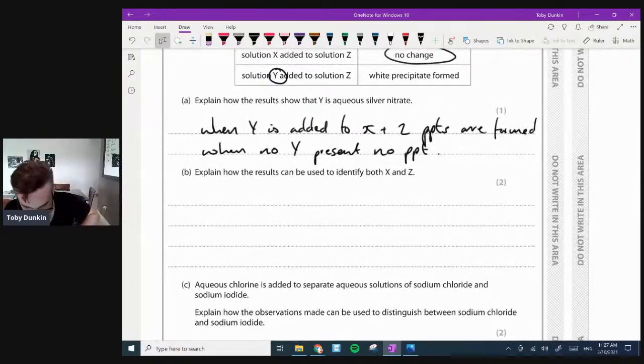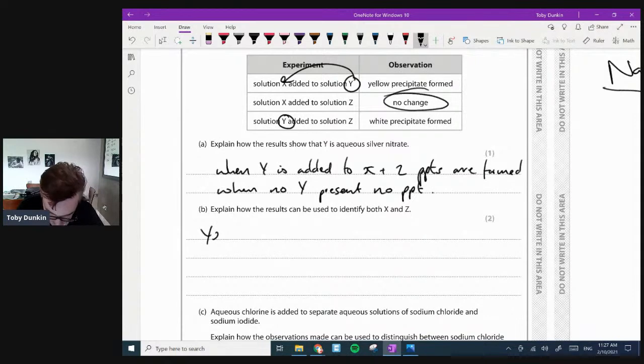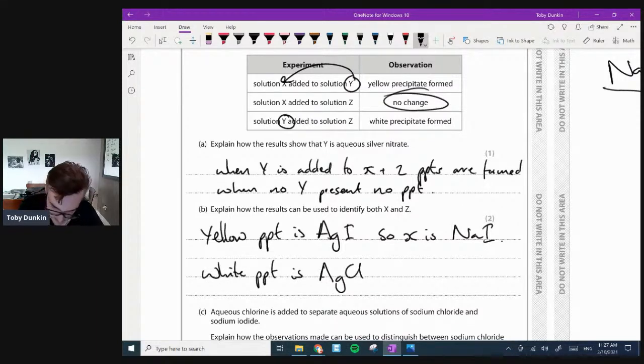Explain how the results can identify both X and Z. Because if Y is silver nitrate and you then add Y to X, you get a yellow precipitate. Yellow precipitate, yellow PPT is silver iodide. So X is sodium iodide. And then white PPT is silver chloride. So Z is NaCl.